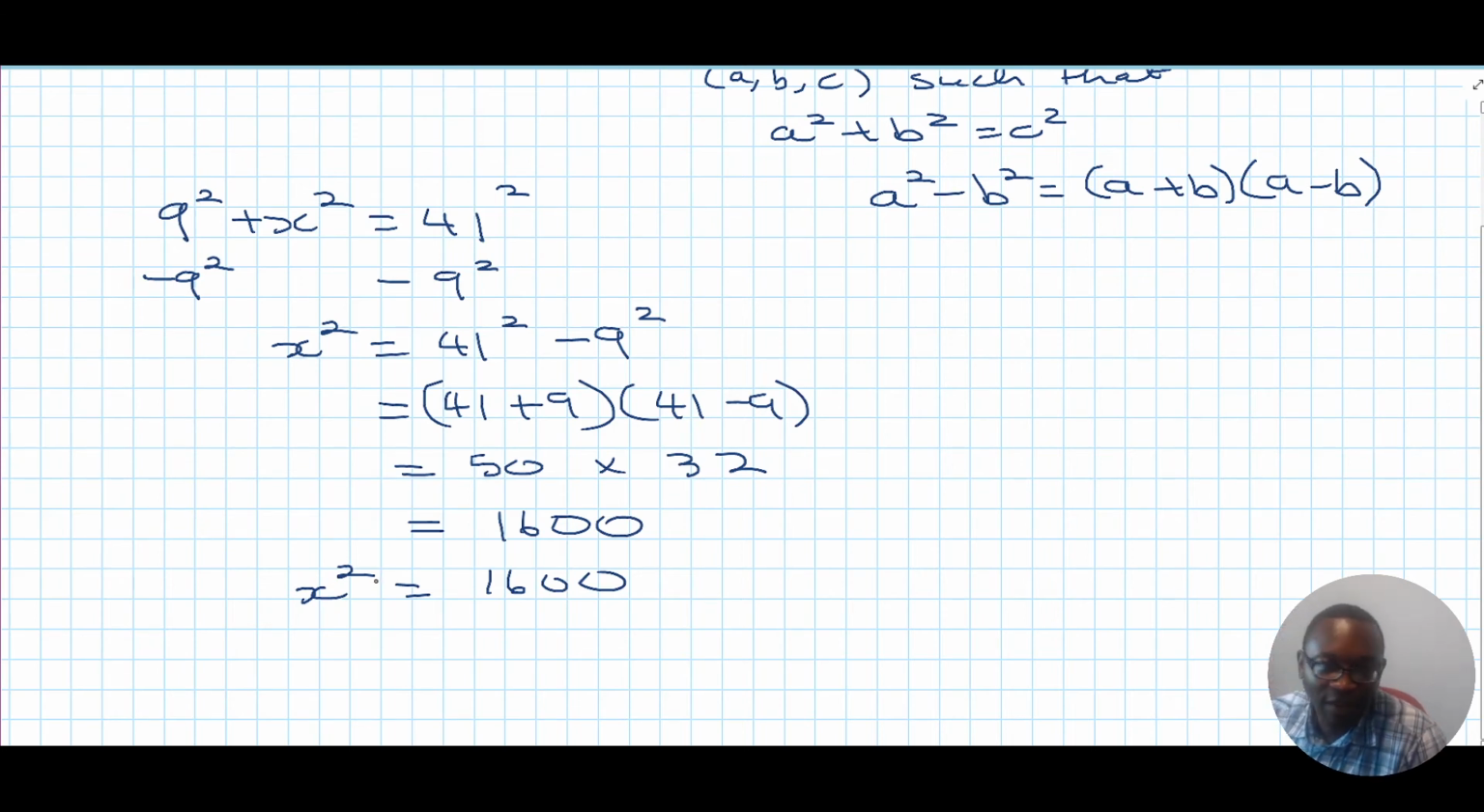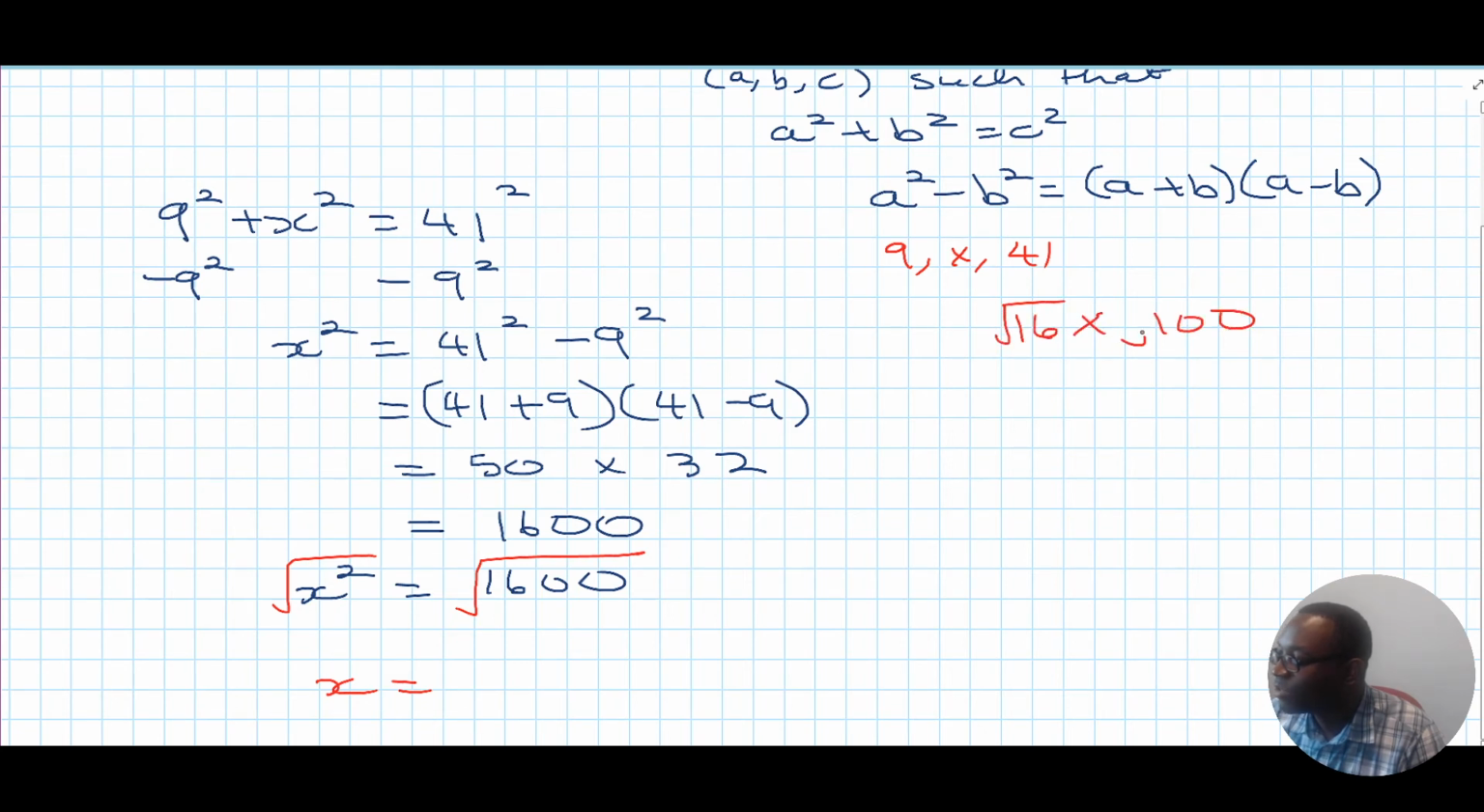Now, what do we do to get the value of x? We will find the square root. I'm going to focus on the positive square root because our numbers are 9, x, and 41, so they're all positive. So the square root of x squared is x, and for the square root of 1600, another method I try to use: 1600 is 16 multiplied by 100. So we can find the square root of each of these numbers, 4 multiplied by 10, which is 40. So the square root of 1600 is 40. So therefore, x is equal to 40.